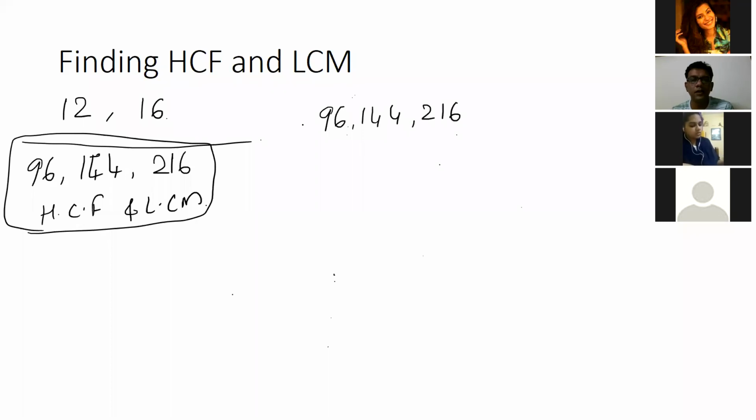Now remember guys, you need not always start with 2. Okay? If you feel that the number is divisible by 4, you can start with 4. If you feel that the number is divisible by 6, you can start with 6. You need not start with 2 always. We do it with 2 because 2 becomes easy. But if our calculation is good, if we know the multiplication table of certain numbers, then we can start with those numbers.